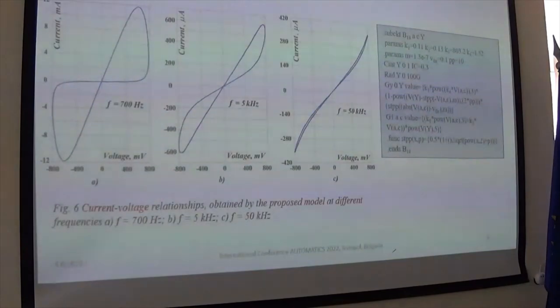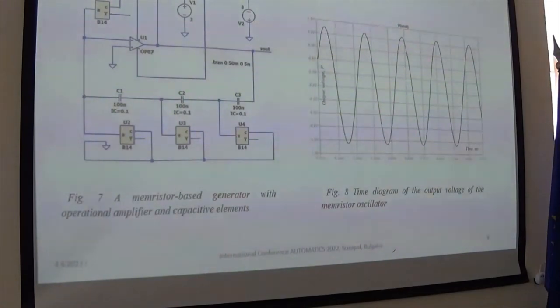On the right hand side is presented the LTSpice code of the memristor, and it could be used for generation of memristor models in other SPICE products such as HSPICE or CadencePSPICE and others. Here is presented a simple generator based on memristors. It uses phase shifting groups by the capacitors C1 to C3 and the respective memristors. The time diagram of the output voltage is presented on the right hand side.